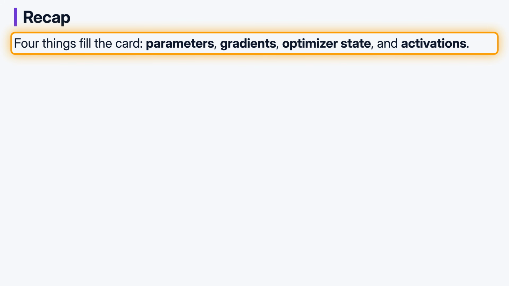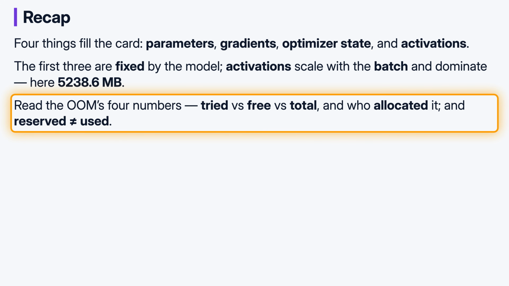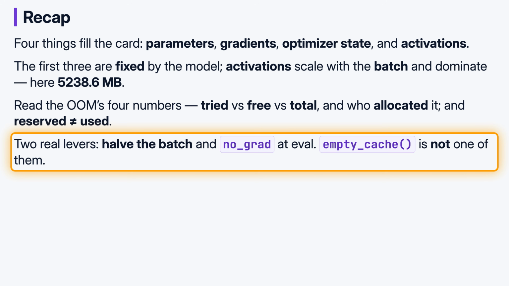4 things fill the card: parameters, gradients, optimizer state, and activations. The first 3 are fixed by the model. Activations scale with the batch and dominate. Here that is 5,238.6 megabytes. Read the out of memory's 4 numbers. What it tried to allocate, what was free in the total, plus what was allocated, and that reserved is not used. 2 real levers. Halve the batch and no_grad at eval. Empty cache is not one of them.